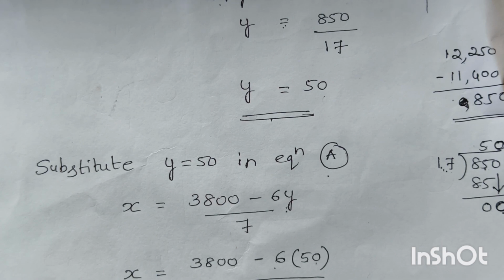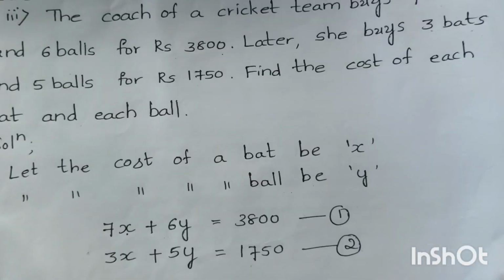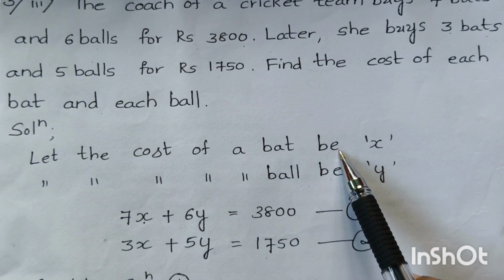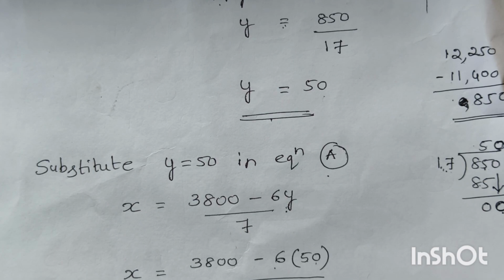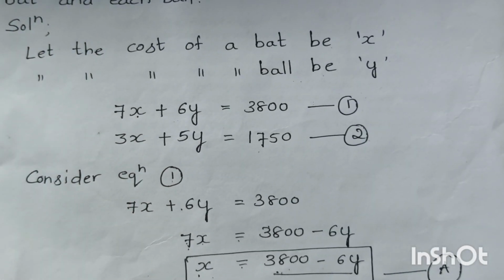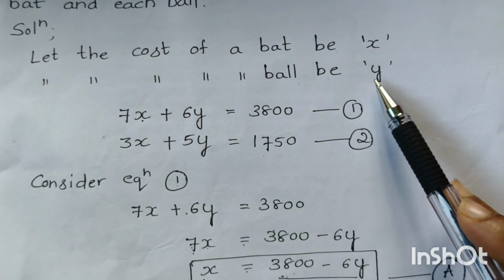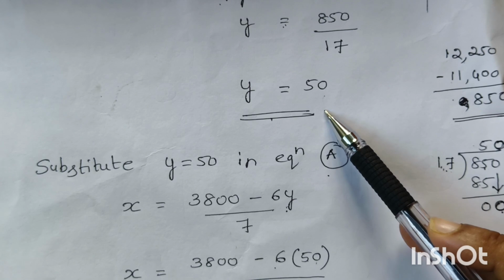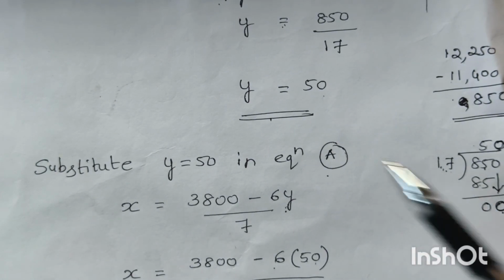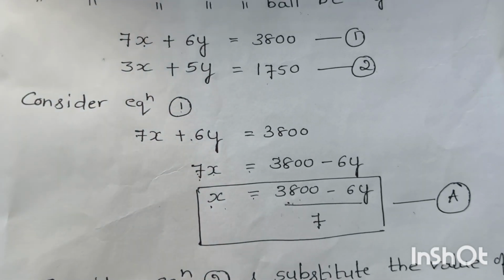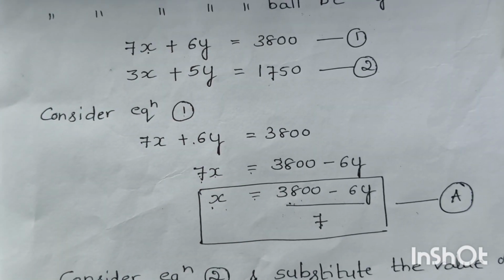What have we considered? Look at this. We have considered x. X means what? Cost of a bat. Here how much did we get? X is 500. Means for one bat how many rupees? That is 500. And for the ball, what did we get as the value of y? That is 50. Then the cost of one ball is 50. Right? Now let us do the verification. And no need to do the verification in your exams. I am doing the verification just for a better understanding of the problem. Okay? So verification.